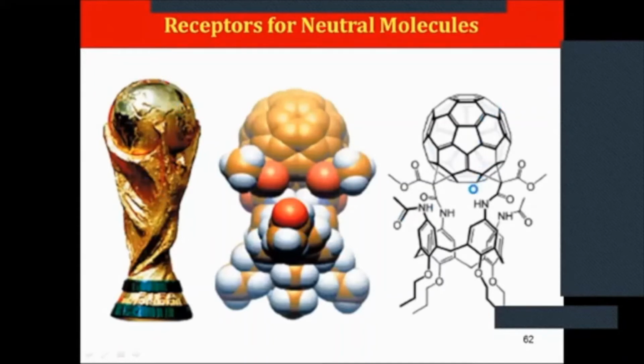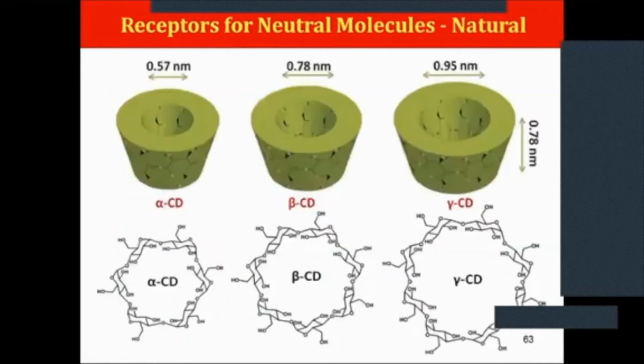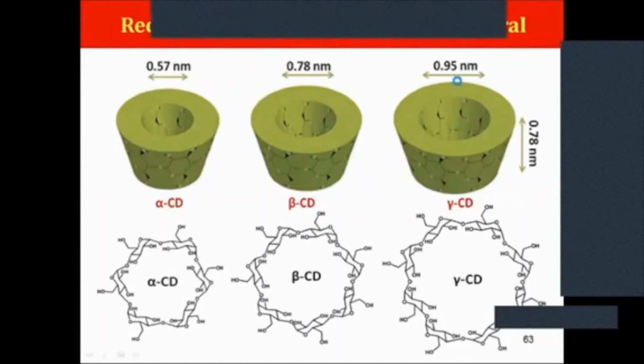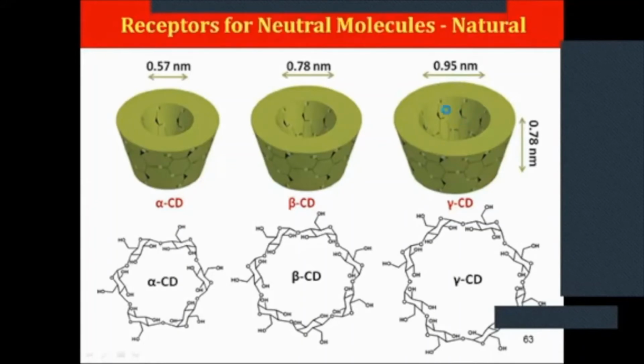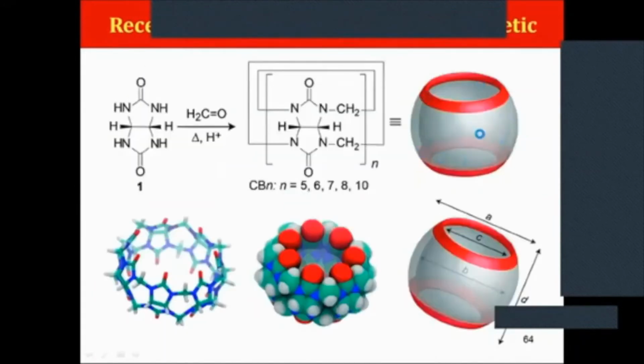I told you the applications before, what is the use of this encapsulation. You can see these neutral molecules, cyclodextrins, which are naturally available: alpha cyclodextrin, beta cyclodextrin, gamma cyclodextrin. They are pre-organized macrocycles. That means their cavity and dimensions are predefined. You cannot alter them. So only according to this cavity size and shape, spherical shape, can you accommodate the guest molecules. If the guest is smaller, it will not be held here. If it is bigger, it cannot go inside. It should fit exactly. This is very natural.